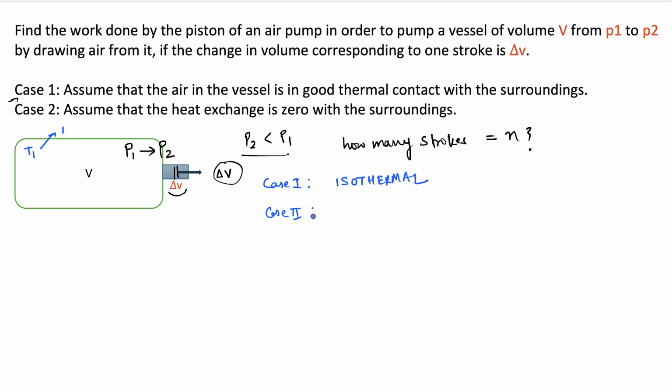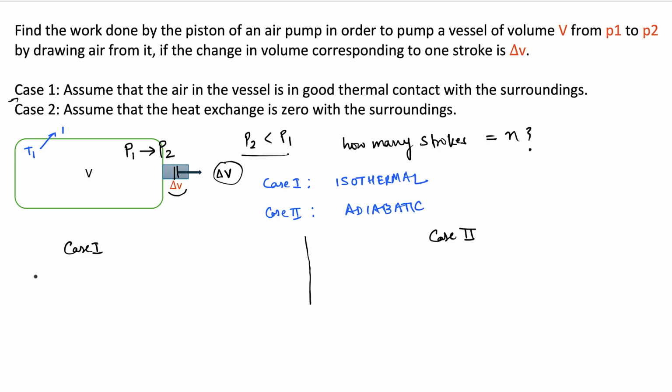And case 2 is heat exchange is 0. I'm sure you know about it. This is an adiabatic process. Okay, so I hope you see this properly. Let's start solving the problem for case 1 first. I'm going to solve case 1 here and case 2 here side by side so that you can compare what's changing in between.